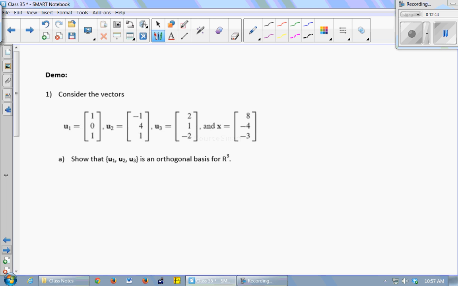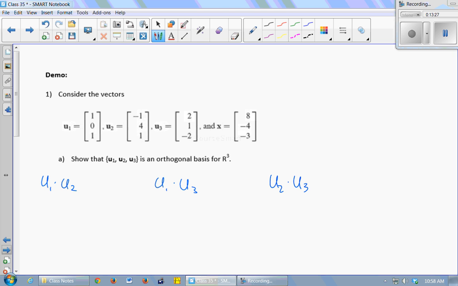Okay, so we have 3 vectors, u1, u2, and u3, and then a 4th vector, x. We want to show that u1, u2, and u3 is an orthogonal basis for R3. So that means it has to be a basis for R3, and it has to be an orthogonal set. To show that these 3 vectors form an orthogonal set, you have to show that every pair of vectors in the set is orthogonal to each other. So I have to show that u1 dot u2, u1 dot u3, and u2 dotted with u3. Every possible pairing of vectors, I have to show that all of those are 0.